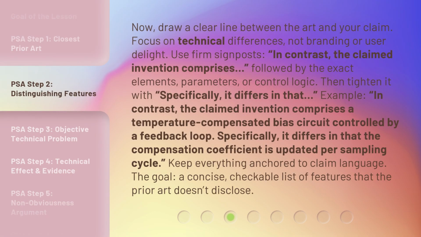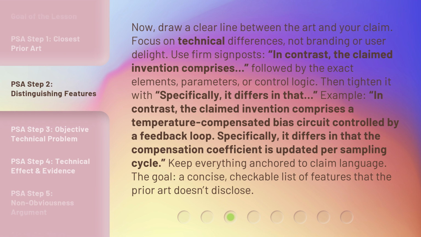Now draw a clear line between the art and your claim. Focus on technical differences, not branding or user delight. Use firm signposts. In contrast, the claimed invention comprises, followed by the exact elements, parameters, or control logic. Then tighten it with, specifically it differs in that.